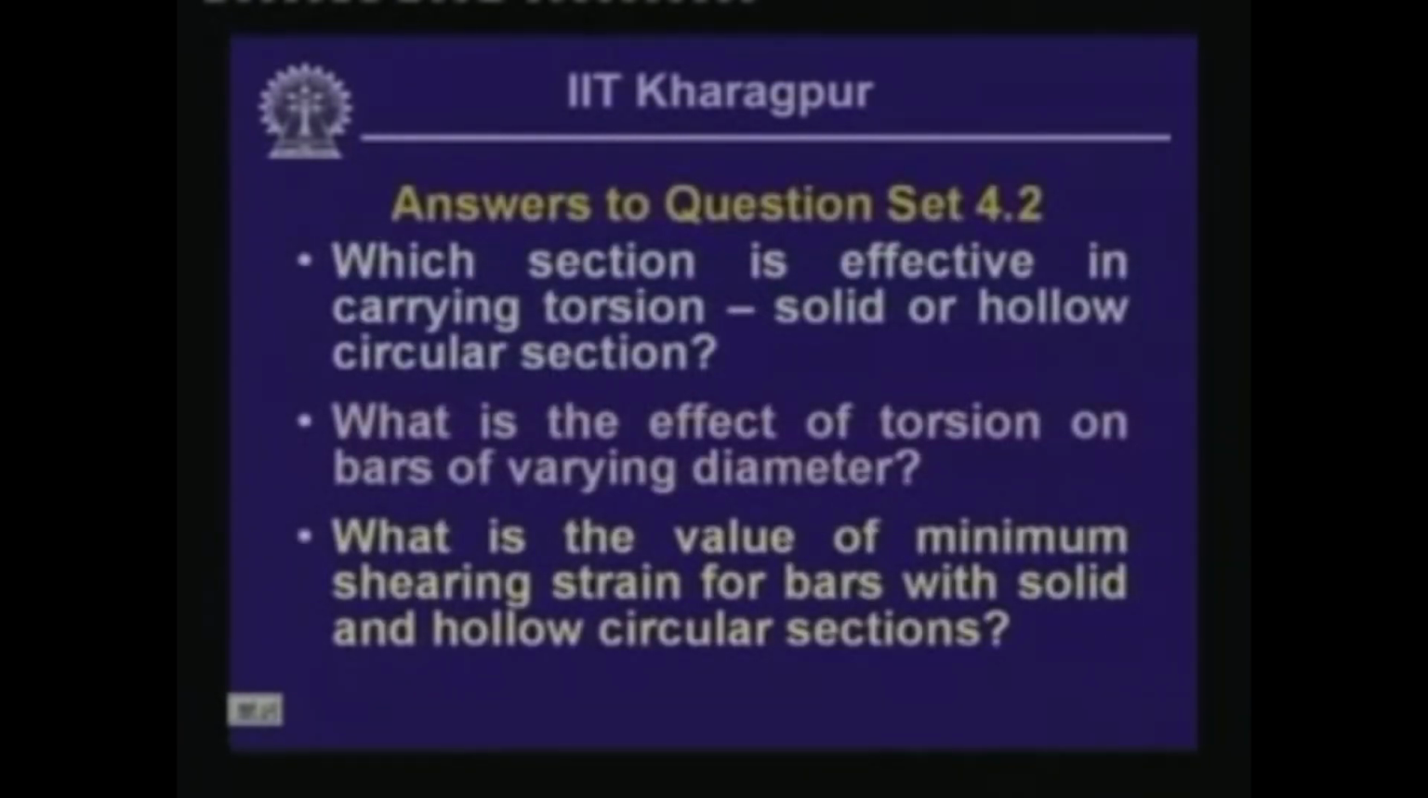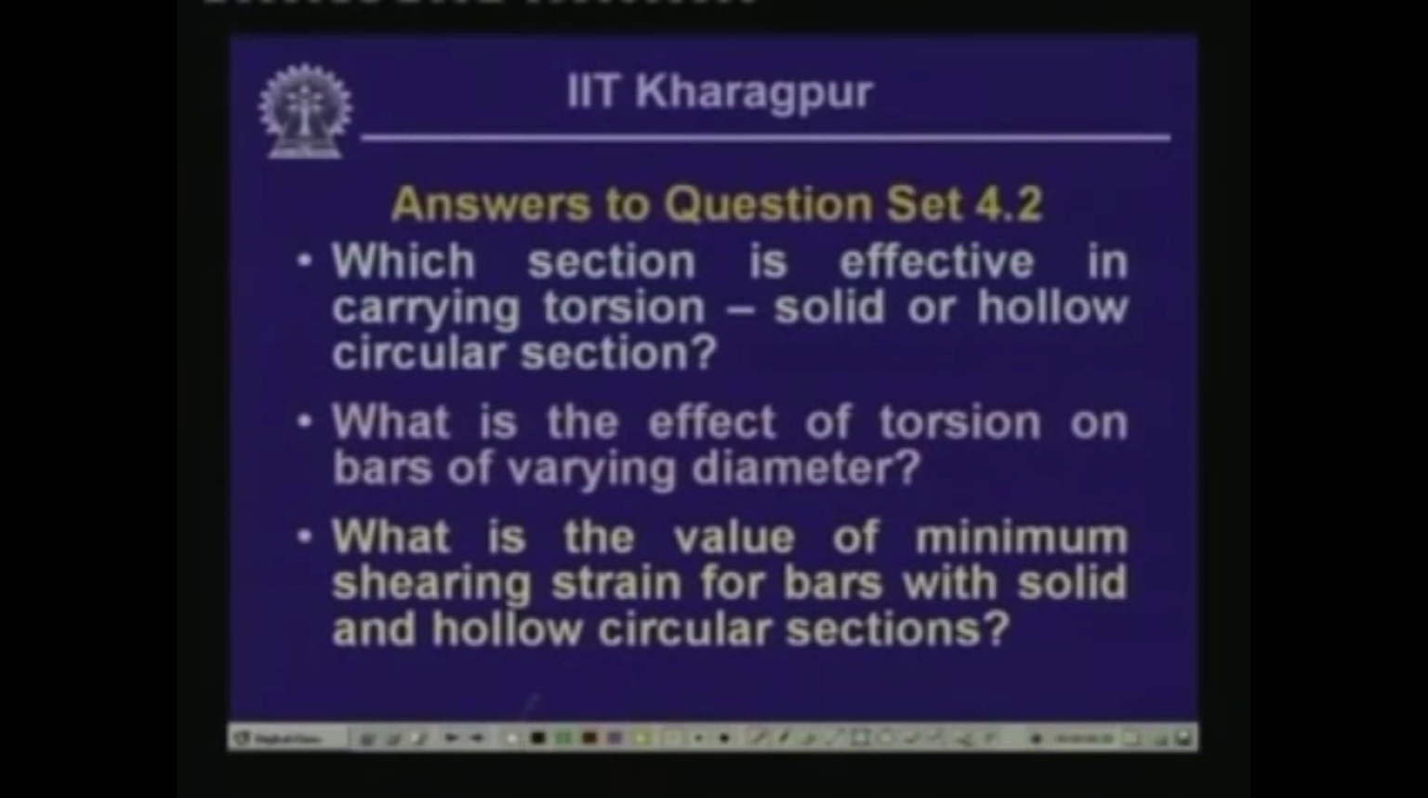Well, let us look into the questions which were posed last time. The first question was which section is effective in carrying torsion. As I was telling you, in the last two lessons we have discussed the effect of twisting moment on a bar which has a circular cross section but is a solid bar. Subsequently, we have seen the effect of twisting moment in a bar which is a hollow tube, and we could evaluate the stresses and the deformation.